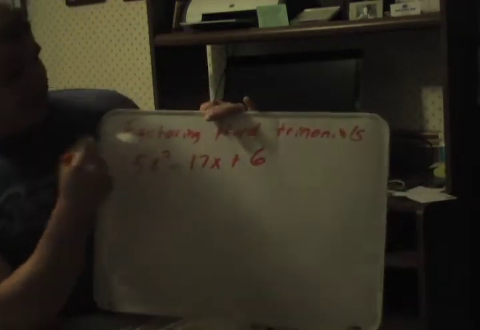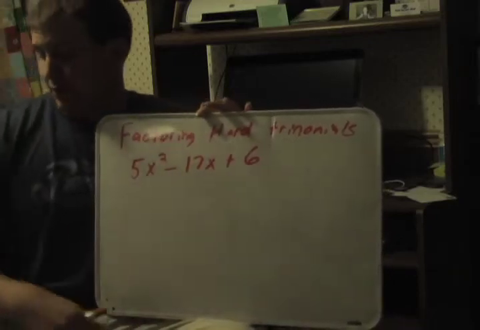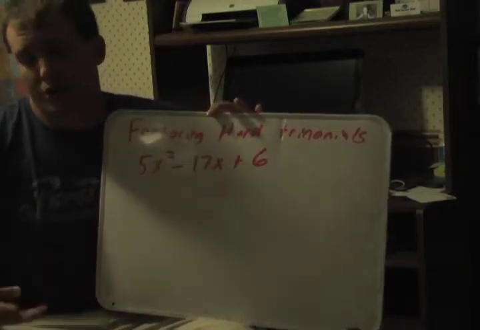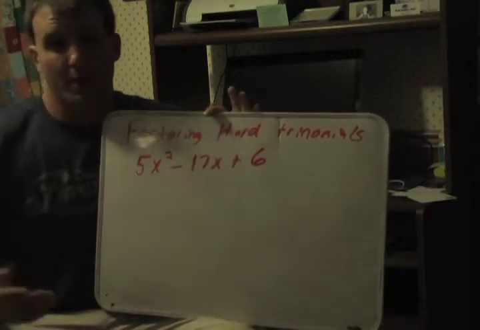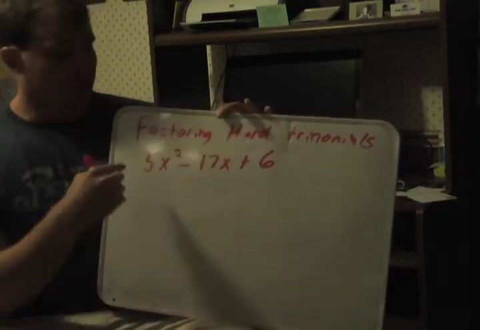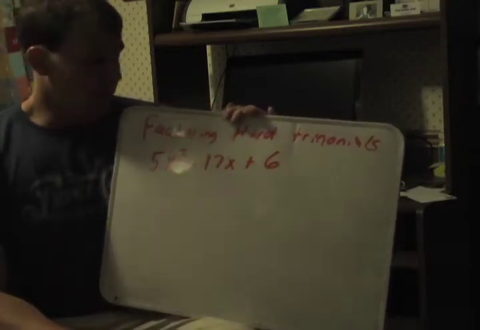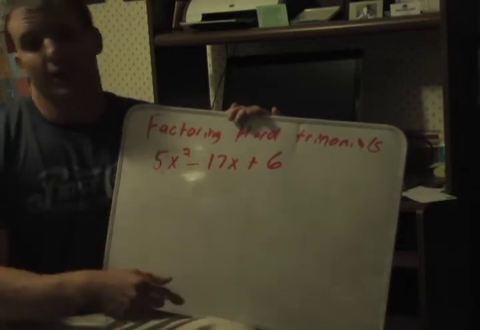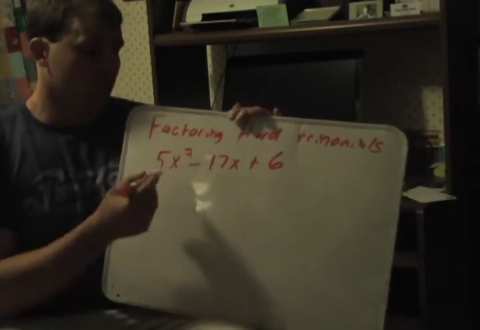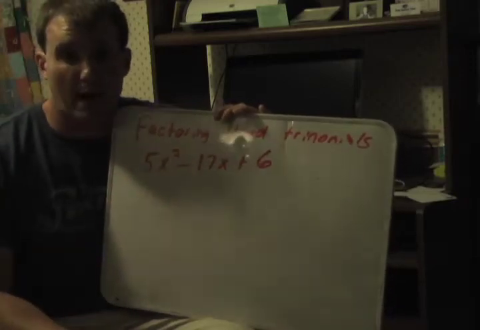Now, what we have in this problem is 5x squared minus 17x plus 6. The difference between an easy trinomial and a hard trinomial is pretty basic. The main difference is that on the easy trinomials, there's never anything in front of that x to the second power. On a problem like this, obviously there is. That's why I call them hard trinomials, when there's a number, called a coefficient, in front of x to the second power.